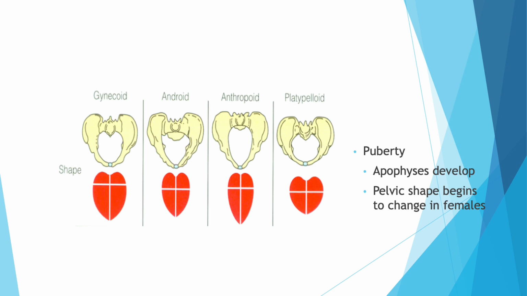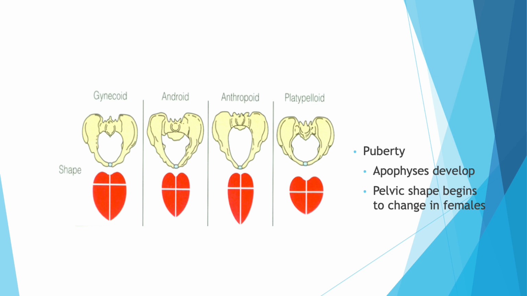It is typically during the adolescent growth spurt when the apophyses begin to develop, and again, pelvic shape begins to change. After puberty, the female pelvis shape will change, where 50% of Caucasian women will develop a gynecoid pelvis, 25% an android pelvis, where 20% will continue to have an anthropoid pelvis. In black women, 50% will have an anthropoid pelvis, 25% android, and 20% gynecoid.